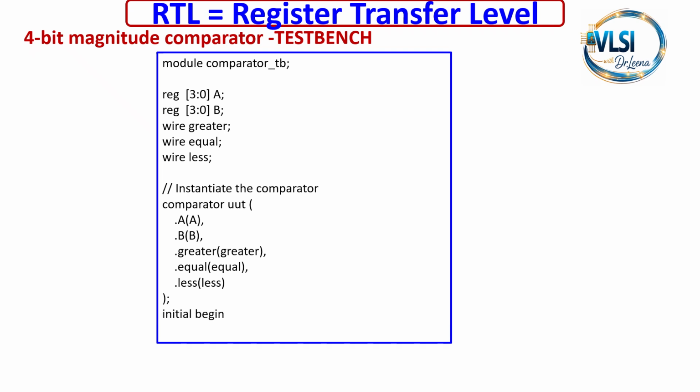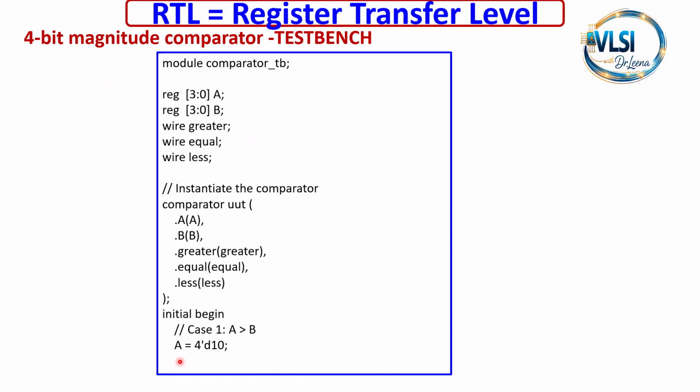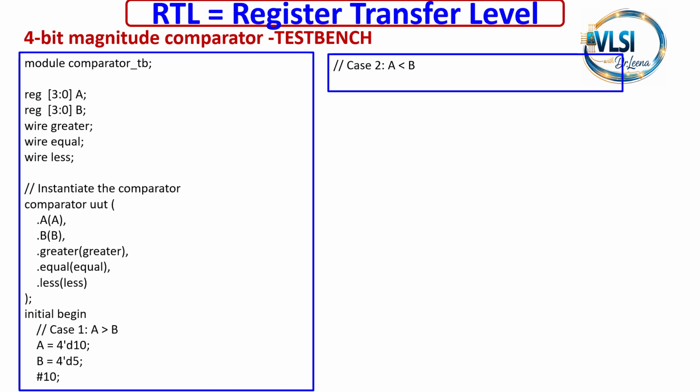So we are initially beginning it, and the case 1 is A is greater than B. Here, look at this. We have given A is equal to 4-bit decimal number 10. And then for the B, we have given B is equal to 4-bit decimal number 5. That is A is equal to 10 and B is equal to 5. Here A is greater than B. So the expected output greater than will be 1. And we will be first testing this case, and it waits for 10 time units and then executes the next case.